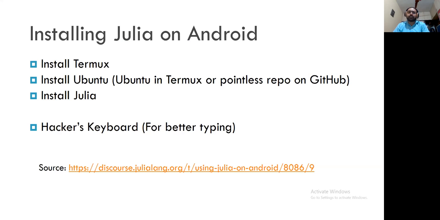One is either you can go for Ubuntu in Termux, or you can go for a repo on GitHub. Anyone is fine, but anyhow, you should ensure that Ubuntu is installed. Then install Julia on Ubuntu and start using it. Then you can go for Hacker's Keyboard for a better typing experience, but it records all your activities, so use it at your own risk. Then the detailed steps you can find in the specified URL.